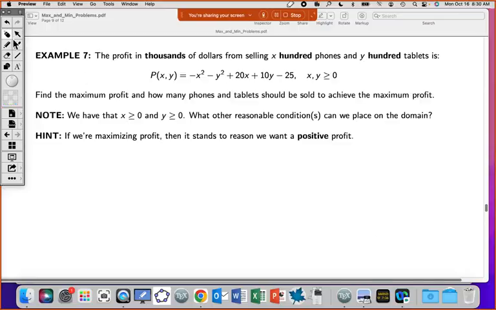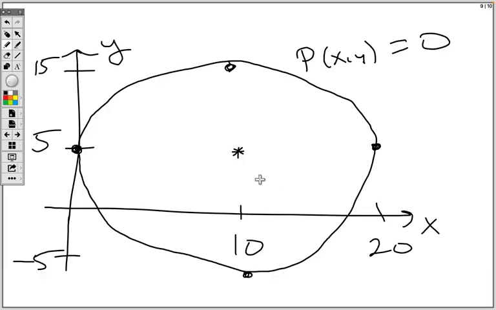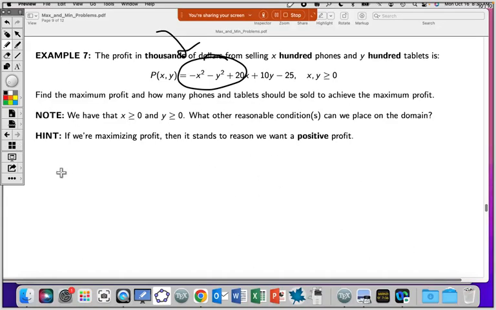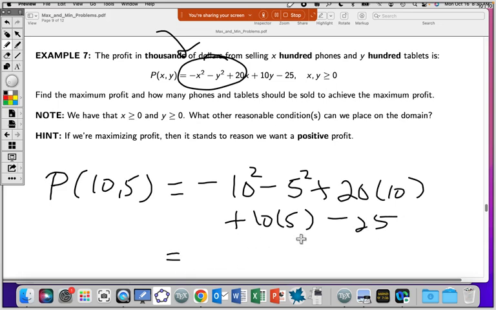Just thinking about the geometry, we've got negative x squared and negative y squared. So we should have an upside down paraboloid happening here. But we can test. We can test a point inside here. We could test actually the center, 10, 5. Let's see what kind of number we get.